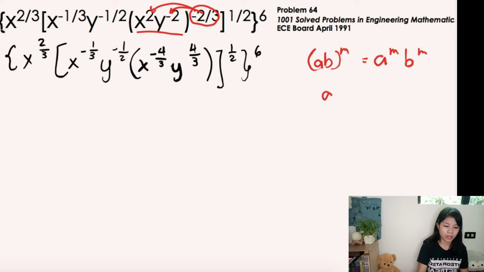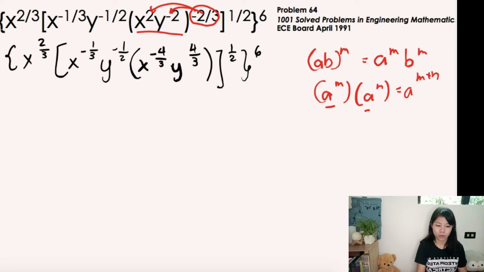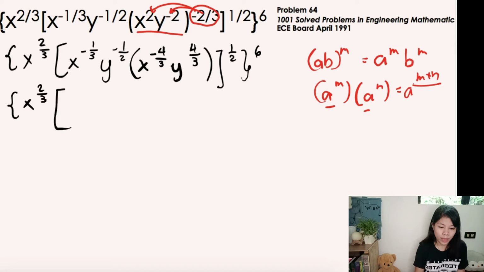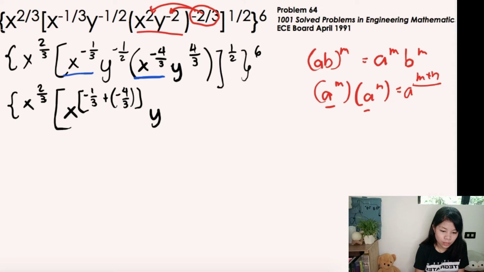We also have a raised to m times a raised to n is equal to a raised to m plus n. So, kapag daw pareho yung base mo, pag-aadin mo lang daw yung exponent niya. So, ipapractice natin siya dito. So, first, i-copy ulit natin. So, we have x. Pareho sila ng base, which is yung x. Tapos, i-erase daw natin siya dun sa sum ng kanilang exponent. So, x raised to negative 1/3 plus negative 4 over 3. Okay, mamaya siya i-simplify. Then, y, ganun din, raised to negative 1/2 plus 4 over 3.